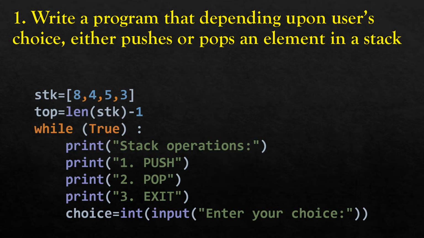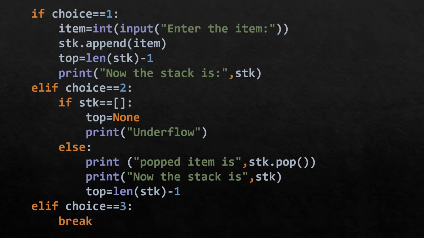While true, it will print stack operations. The first menu is push, the second menu is pop, the third is exit. Now one variable, choice, will accept the choice from the user. If the choice is 1, then it will ask the user to input one item. Whatever value the user enters will be appended to the stack with the help of the append function. Now the top value becomes length of stack minus 1. Now you can see the content of the stack by using the print statement.